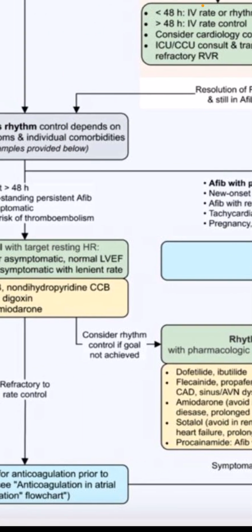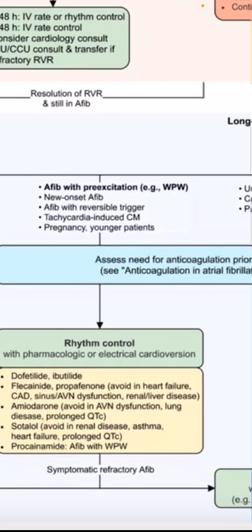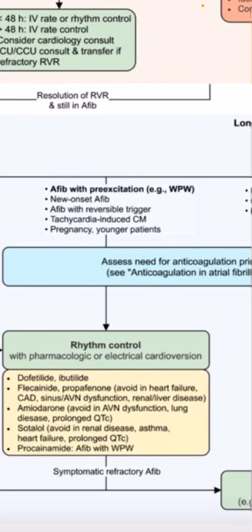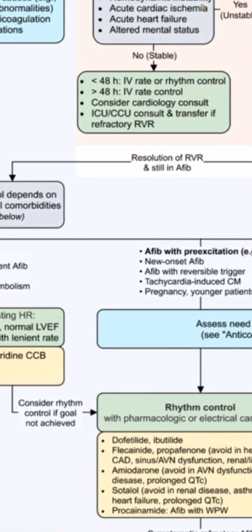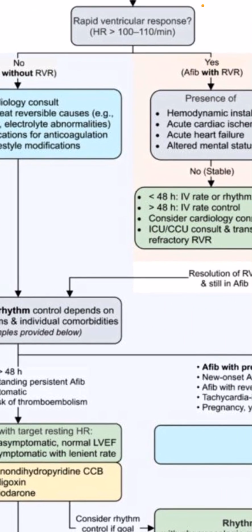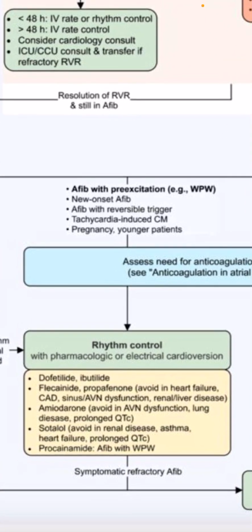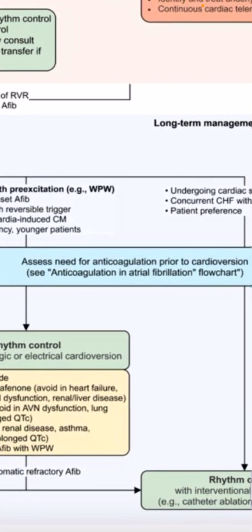So the second example is AFib with pre-excitation, for example, Wolff-Parkinson-White syndrome, new onset AFib, pregnancy, young patient, AFib with reversible trigger. For example, it can be thyrotoxicosis, and you should really think about it if you have a young patient with AFib. Then you can choose rhythm control and do that.